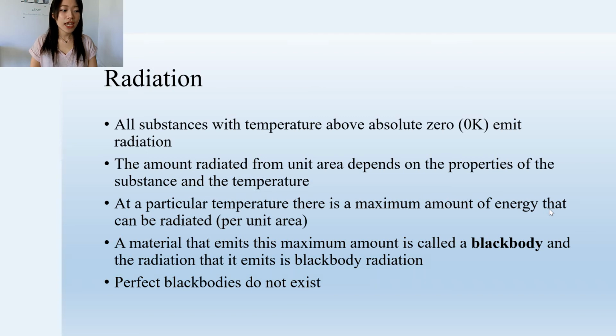The amount radiated per unit area depends on the properties of the substance and its temperature. And at a particular temperature, there is a maximum amount of energy that can be radiated. When a material can emit at this maximum amount of energy, it's called a black body. And the radiation that is emitted by a black body is called black body radiation. In the real world, a perfect black body does not exist.